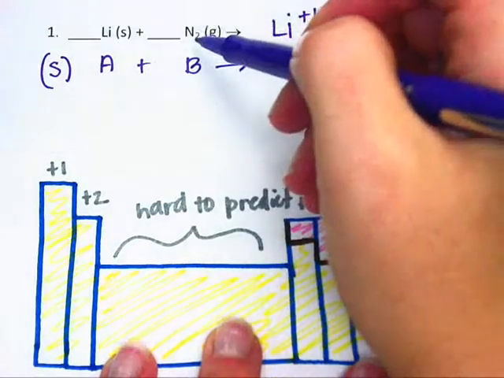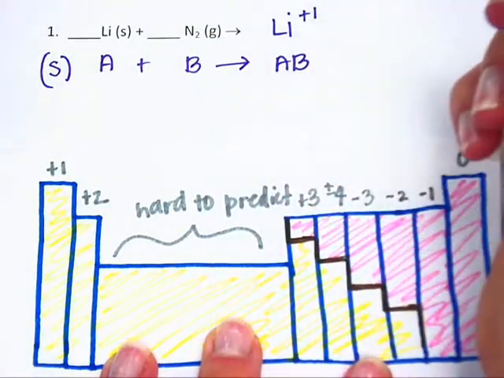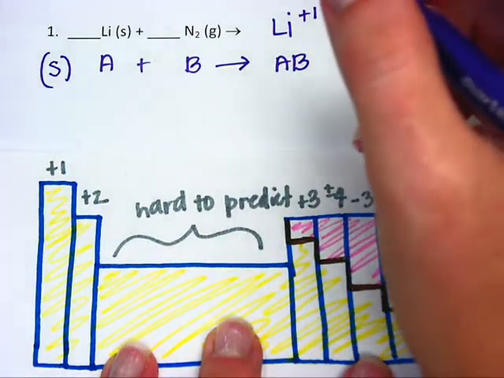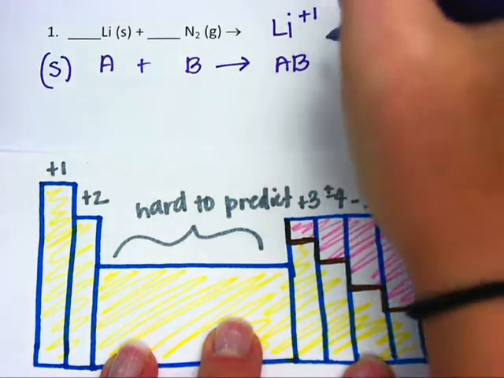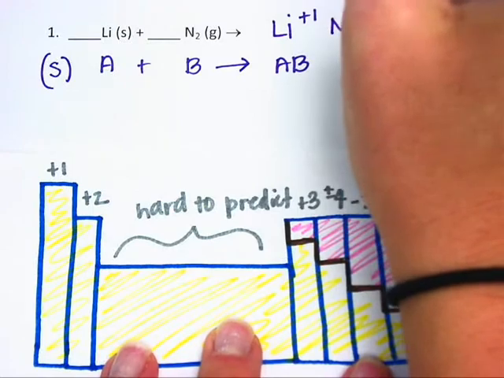And then I have nitrogen. Nitrogen is in group 15. And group 15 is going to be -3. So I'll have nitrogen with a -3 charge.